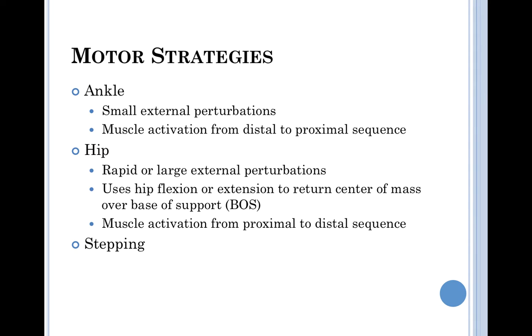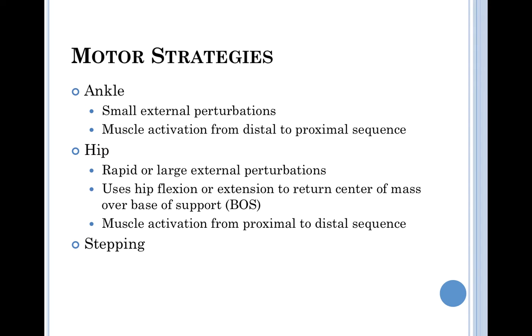Okay, so here are your motor strategies for balance. You have 3 of them. You have an ankle, a hip, and a stepping strategy. All right, so your ankle strategy comes into play with small external perturbations. And a muscle activation will occur from distal to proximal sequence. So for example, if your perturbation comes from posteriorly, your gastrocnemius will start activating, and then your hamstrings and so forth. And your hip strategy will occur when you have rapid or large external perturbations.